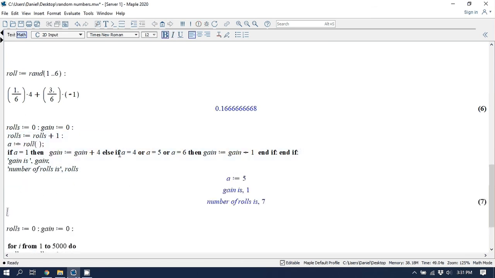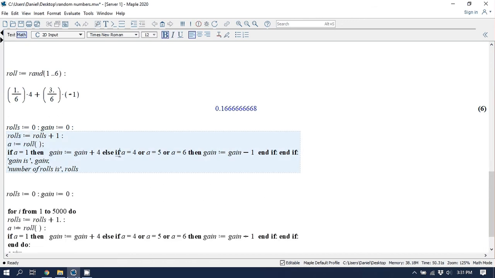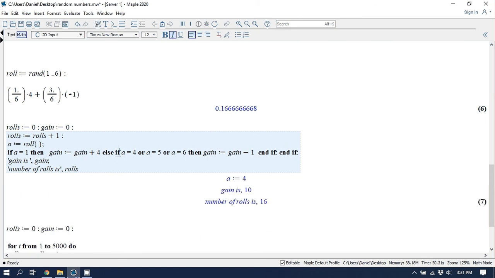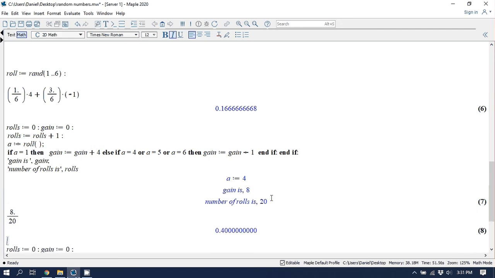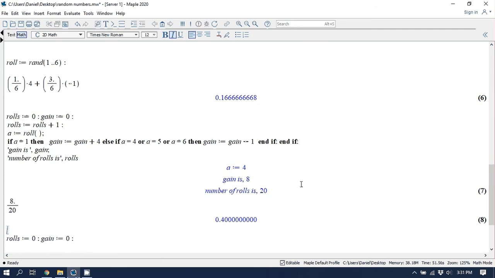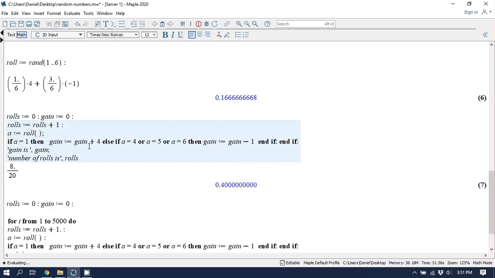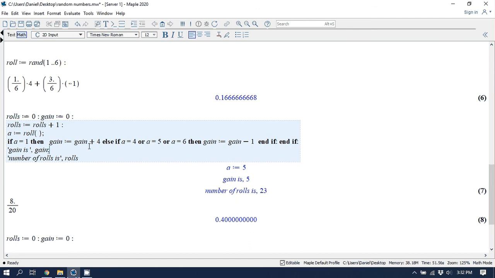Let's do it 20 times. So the number of rolls, let's get up to 20. Let's see how close we are to the expected value. We have a gain of 8, which if we divide by 20, the number of times we play the game, is 0.4. That's pretty good actually, because remember the expected value is 0.16. Let's run the game further. Let's do it 40 times.